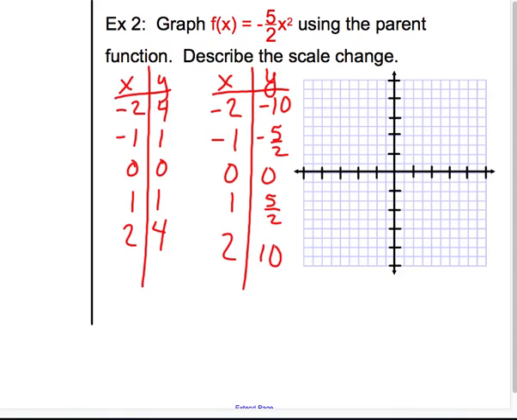And then we plot our new ordered pairs. And I can't fit negative 2, negative 10, or 2, oops, I lost my negative signs on those, 2, negative 10 on the graph. So I'm going to graph the ordered pairs that I have.